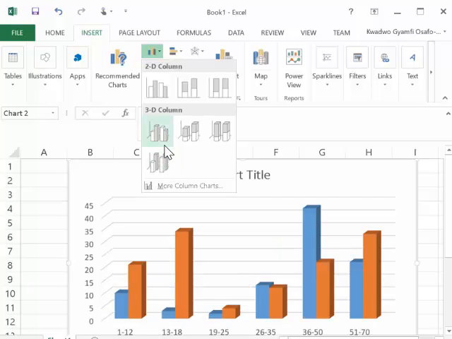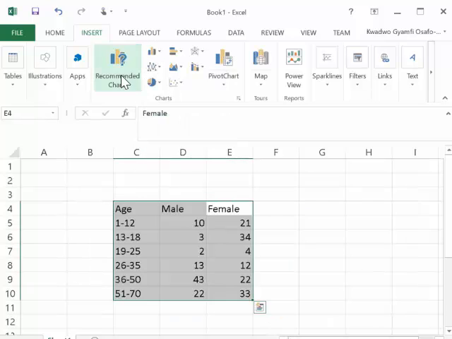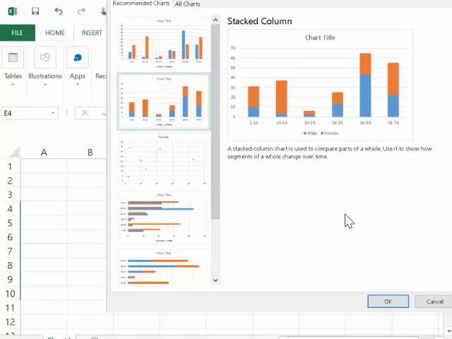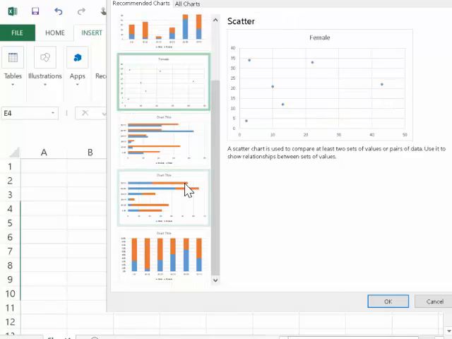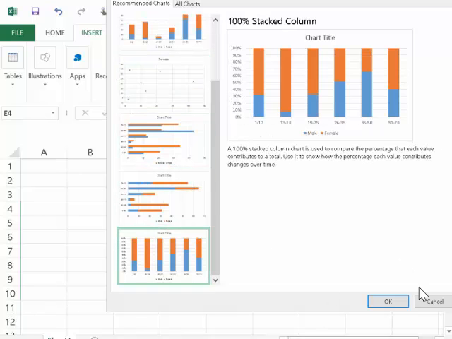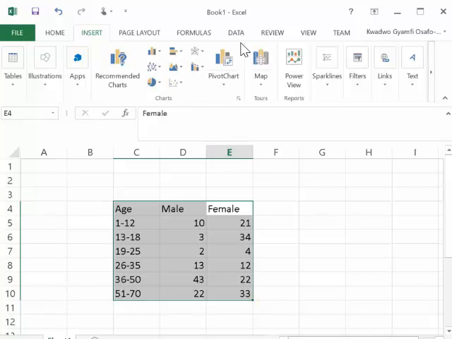So make sure you pick a suitable chart. Right. When you say recommended, it just pulls out the most common ones, right, that it thinks are good. But as I said, in your insert, you will find many different types of charts.